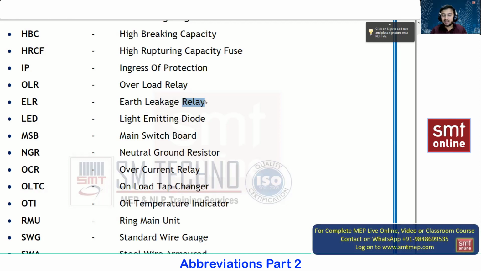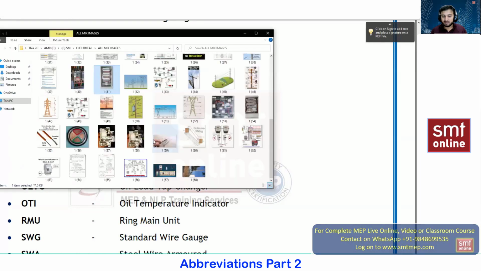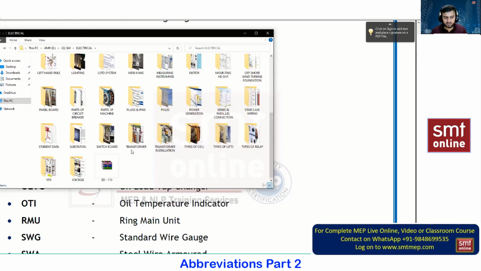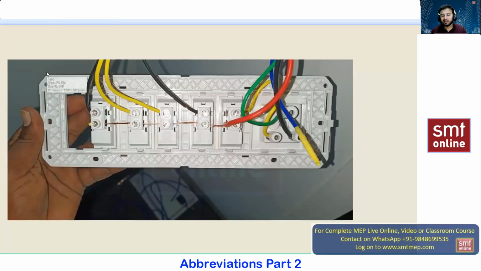Again, LED, light emitting diode, it's a type of light. Then we have the MSB, main switchboard. MSB stands for main switchboard, the switchboard which you have in your homes, where we have different options to connect. I'll be showing you the image. So in this switchboard, you can connect anything.